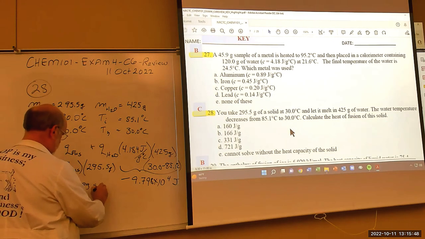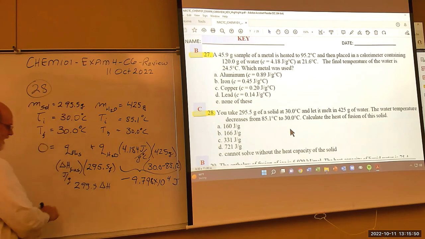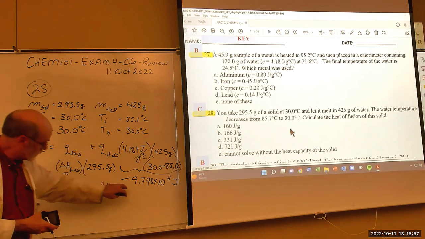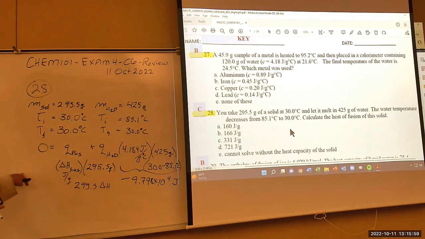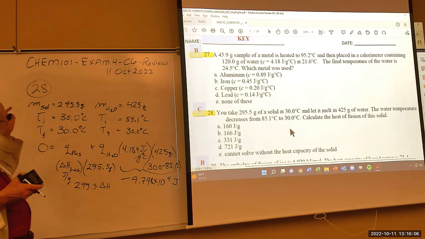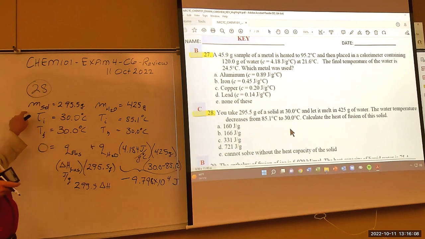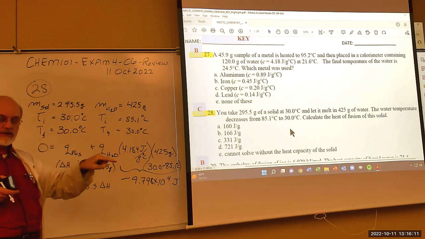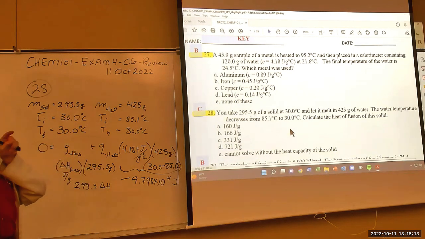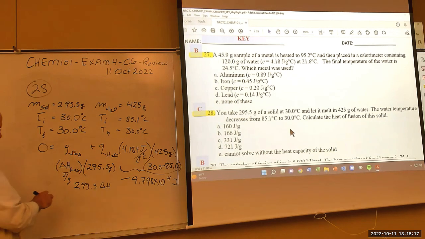And this one is still 295.5 delta H. Okay, so move this one to this side and divide it by that, and that'll give you delta H. So I've already got that in there. And when we move this one over here, it changes the sign. It's going to be positive, right? And that's what you would expect. The value is going to be positive because in order to change that from a solid to a liquid, you have to add energy to it. Positive Q going into that solid, the system, to make it liquid.